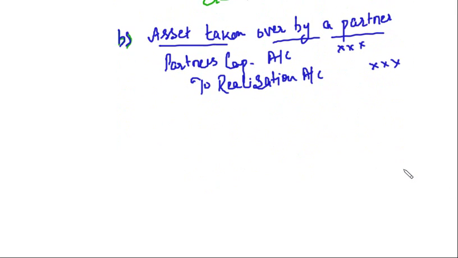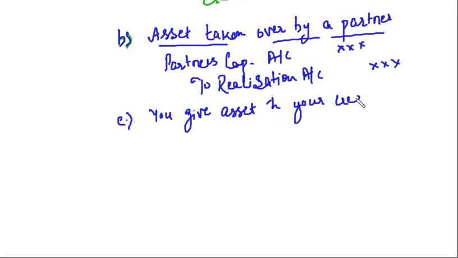Now, what is the third case? Third case is you give your asset to your creditor and settle his dues. Right?